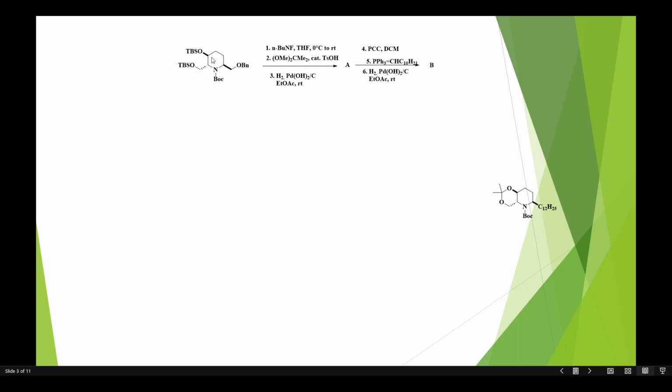Yeah, now we'll see that we have a pyrrolidine ring that contains three chiral centers, and the one and three alcohols will be protected by two TBS groups, that's a tert-butyl silyl group, and one benzyl. And that nitrogen will also be protected by Boc anhydride. We have a fluoride source, and again we have the dimethoxy compound and also catalytic para-toluenesulfonic acid.